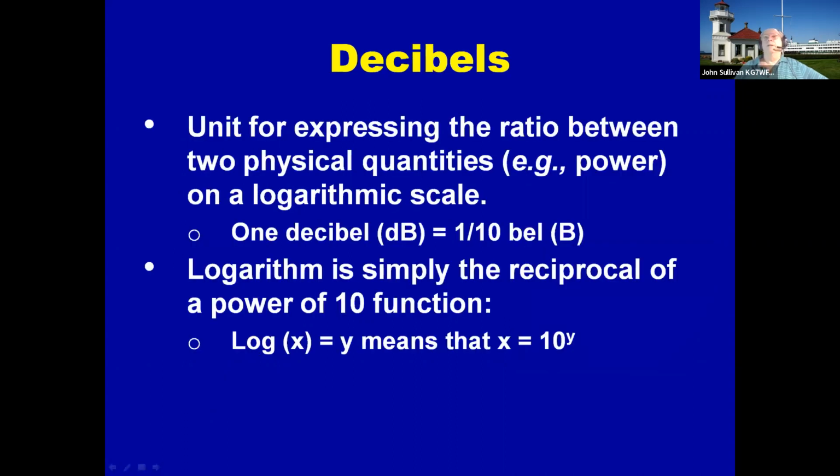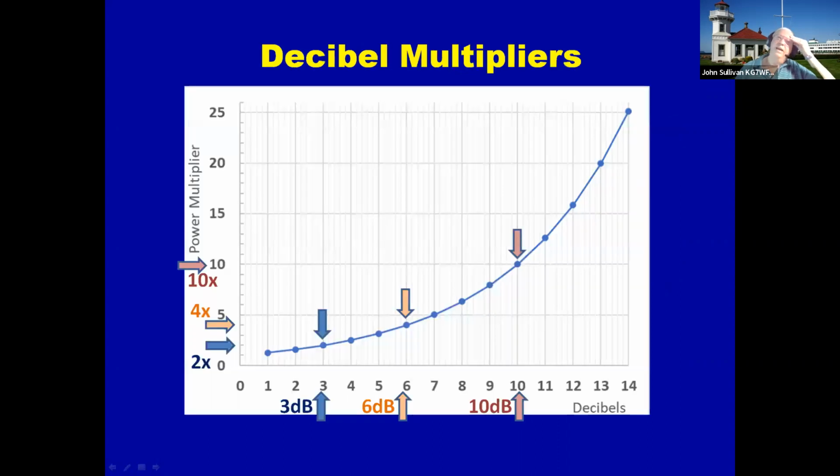Decibels. Decibel is a unit for expressing the ratio between two physical quantities, and it's a logarithmic measurement. A decibel is a tenth of a bell, decibel, right? It's a logarithm. It's simply the reciprocal of a power of 10 function. And we don't need to get into the math of this. There are very simple rules to remember. What you need to know for the test is pretty basic. And that is, it's a logarithmic curve.